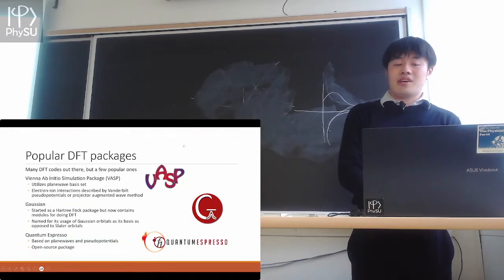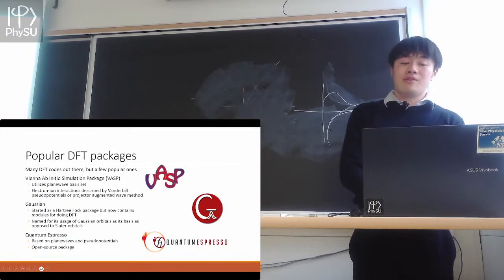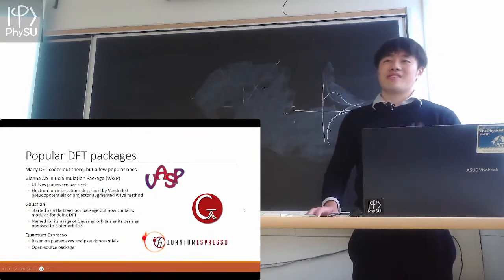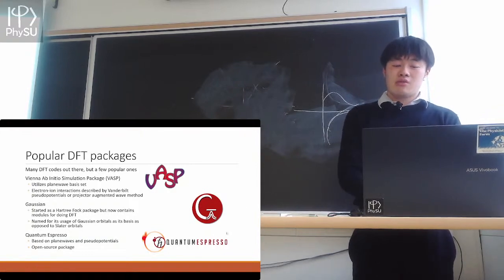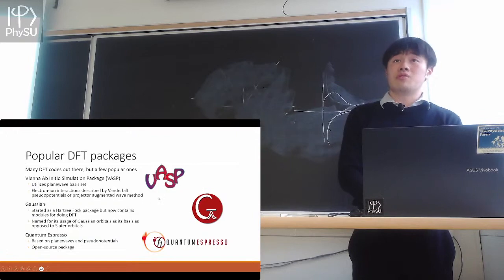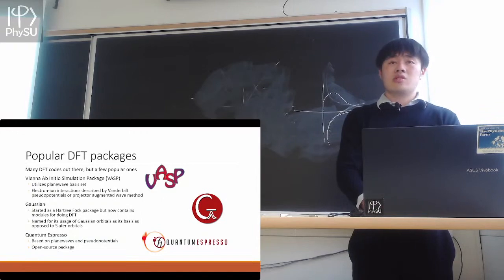There are a lot of DFT codes out there, but a few popular ones are VASP, which stands for Vienna Ab Initio Simulation Package. Another one is Gaussian. And the third one, which is my personal favorite because it's the one I used for my summer research, is Quantum Espresso. The first two actually require licenses to use. I believe they both require academic licenses, which might make them harder to acquire. But Quantum Espresso is open source, and if you have, say, Linux, you could install it and run it on your own.